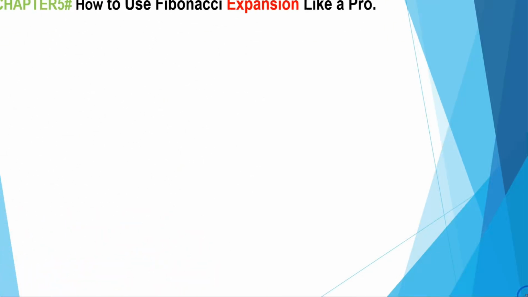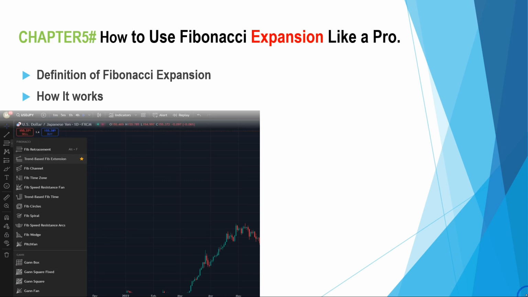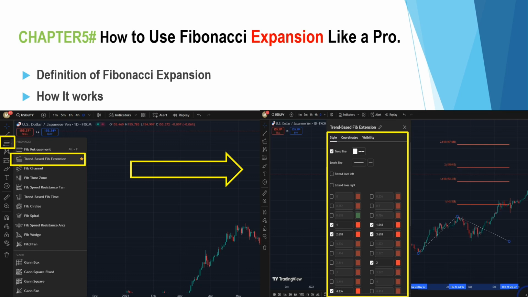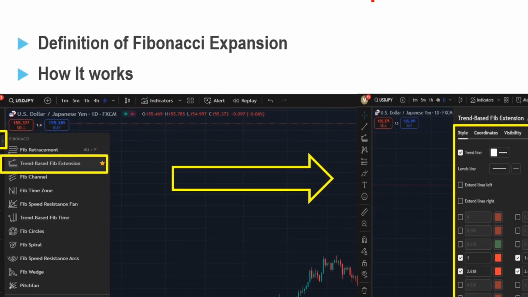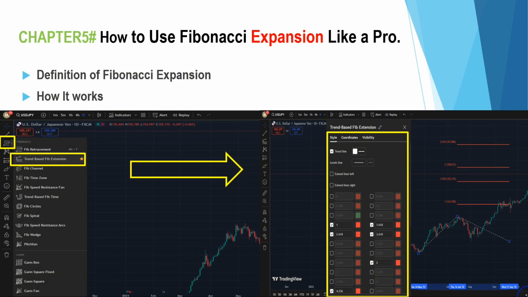Chapter 5. How to use Fibonacci expansion like a pro. This chapter discusses how to use Fibonacci expansion. It's important to note that this tool is a scaling tool used for modeling and analyzing market moves. To use Fibonacci expansion, we first use the trend-based Fib extension. We first use the tools to fully understand the expansion, because in future videos, we will use these tools correctly within harmonic patterns and Elliott structures.